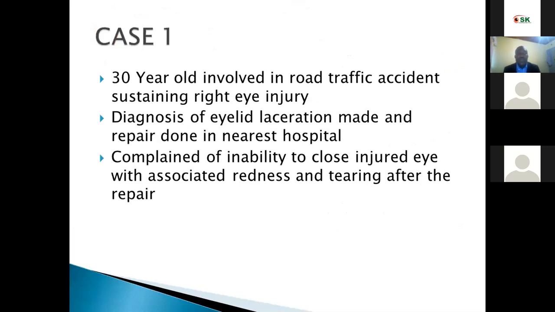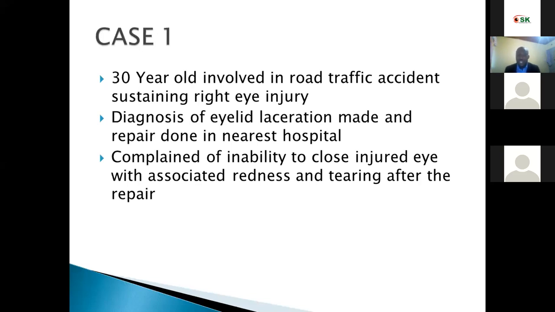A 30-year-old patient was involved in a road traffic accident, sustaining a right eye injury. In another hospital, a diagnosis of eyelid laceration was made, and the repair was done in that hospital. But after the repair, he noticed that he can't close the eye completely. And of course, he developed a lot of redness and tearing after the repair and a lot of pain. So he presented to another ophthalmologist in the nearby town, and he was finally sent to me for review.